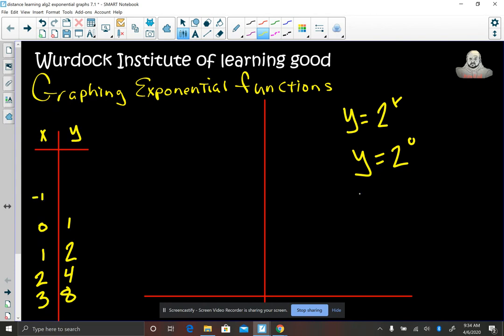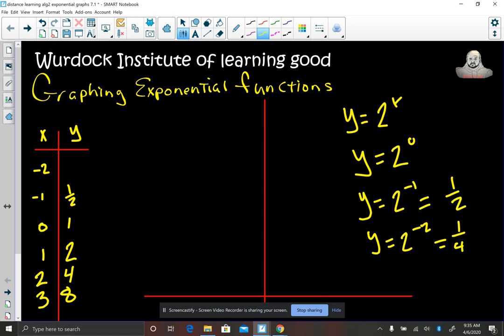If I put a negative 1 in there, y equals 2 to the power of negative 1. Don't forget that's the reciprocal of 2. That's half. You can either write half as a fraction or a decimal. Either way doesn't bother me. If we try negative 2, that's y equals 2 to the power of negative 2. That's the reciprocal of 2 squared, which is 1/4. And again, you could write that as a fraction or a decimal. Either way doesn't bother me.